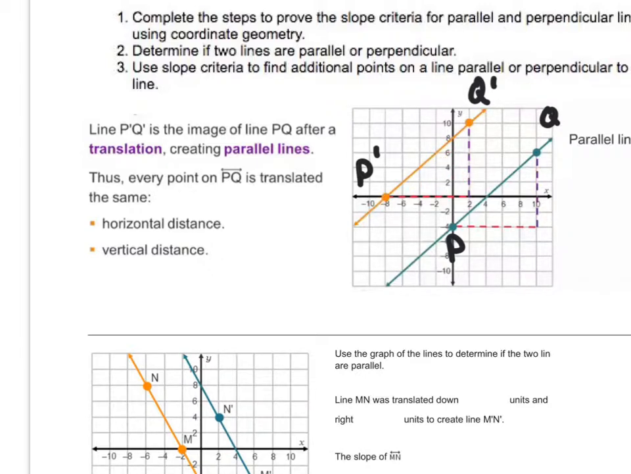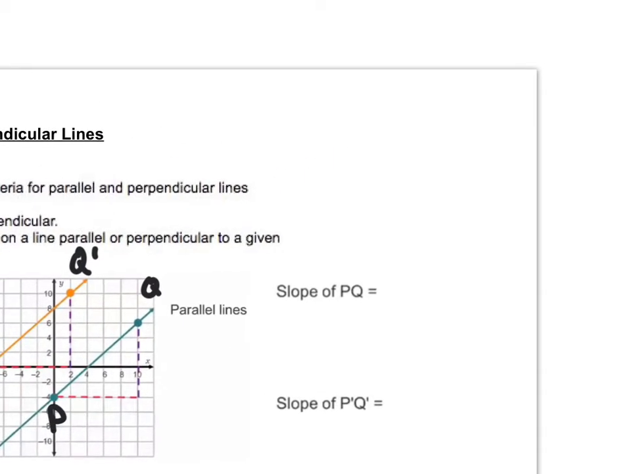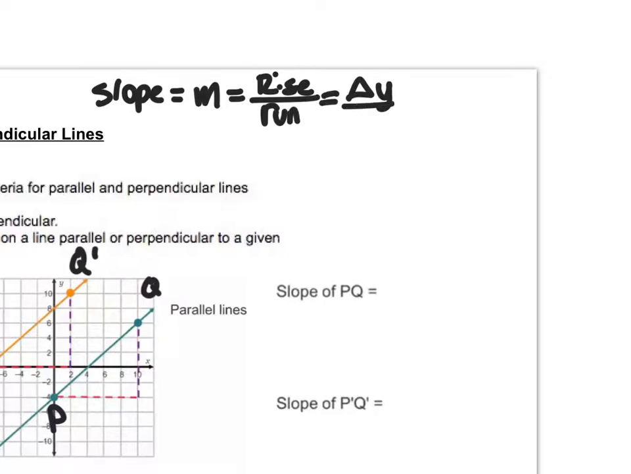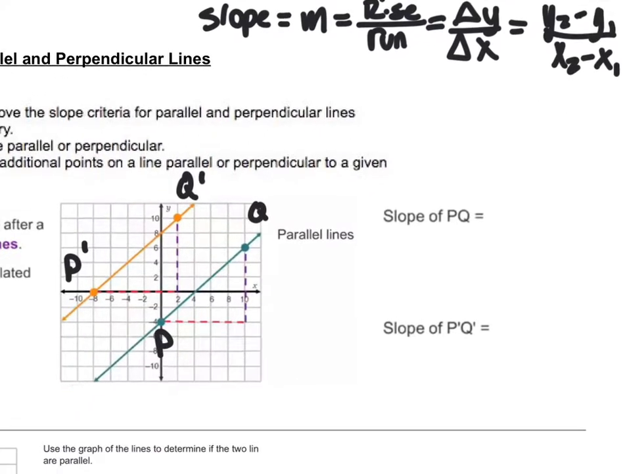And so I want to find the slope of line PQ. Remember, when we talk about slope, often referred to as the variable m, we often refer to this as rise over run. We also refer to this as the change in your y value divided by the change in your x. And then we also use the formula y sub 2 minus y sub 1 over x sub 2 minus x sub 1, okay?